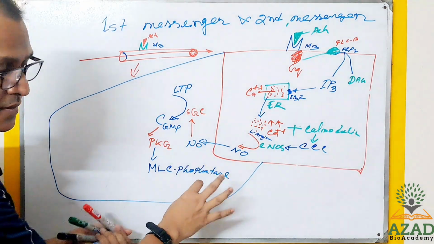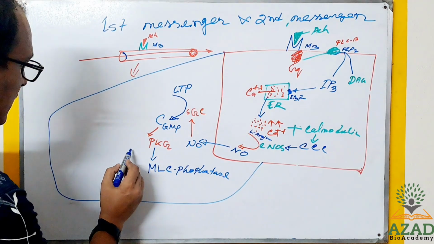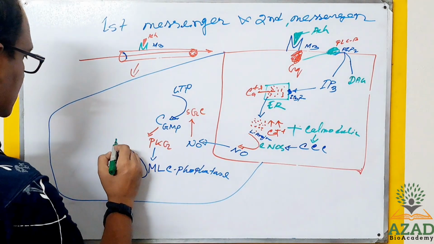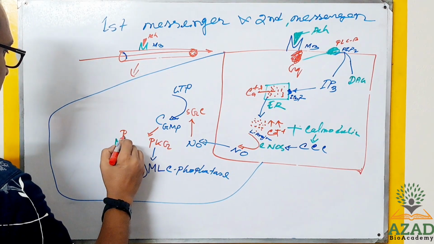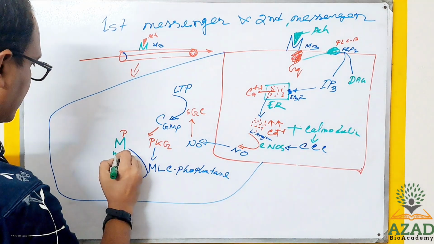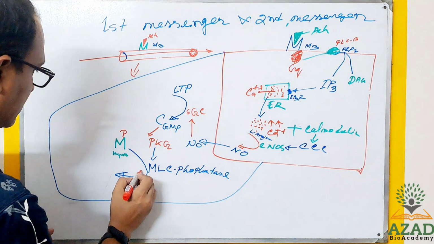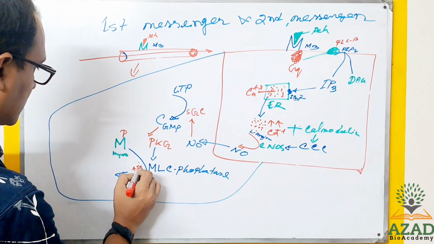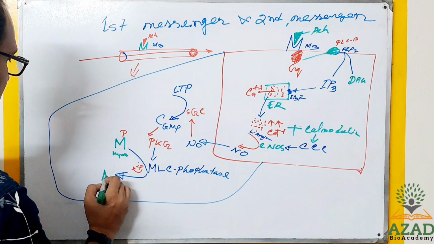So phosphatase means it will cause dephosphorylation. That enzyme will dephosphorylate. That means this myosin is already phosphorylated, and this is the myosin that will be dephosphorylated. That means the inorganic phosphate will go out. Then what will happen? The phosphorylated myosin will become simple myosin.